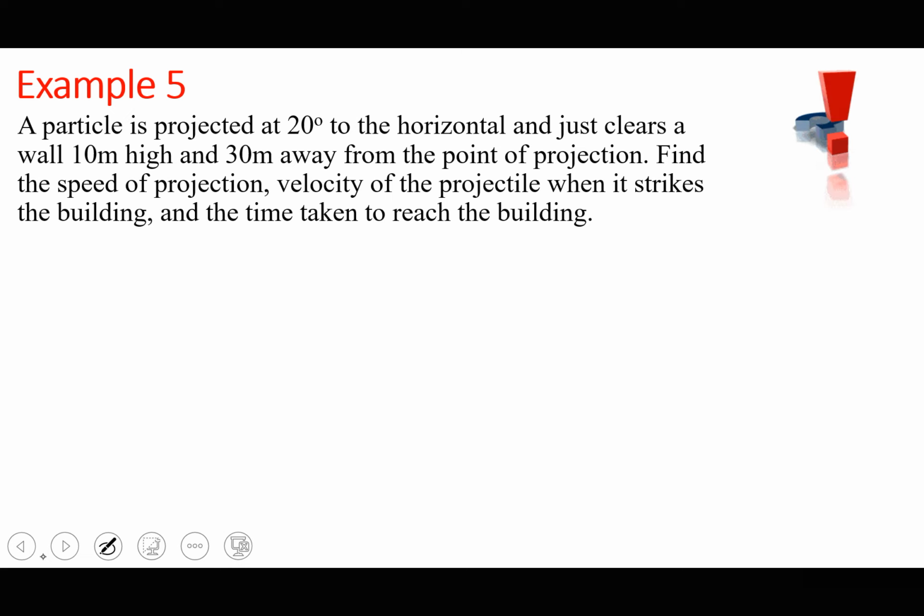Example 5. A particle is projected at 20 degrees to the horizontal and just clears a wall 10 meters high and 30 meters away from the point of projection. Find the speed of projection, and the velocity of the projectile when it strikes the building.